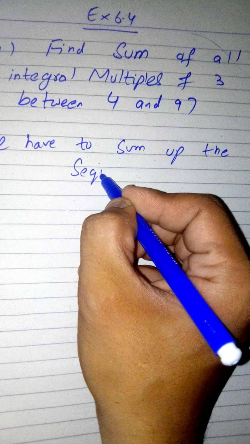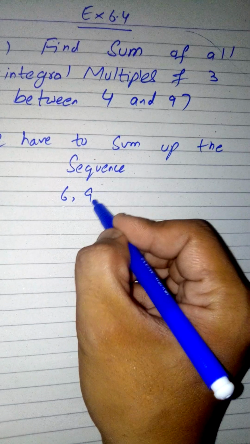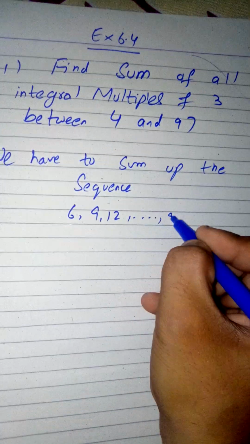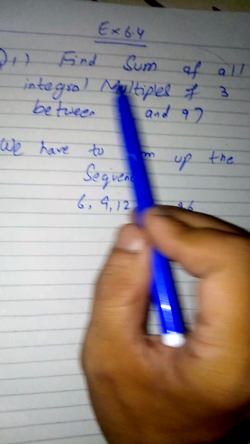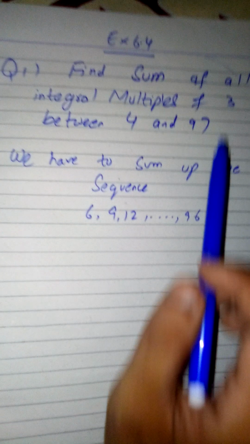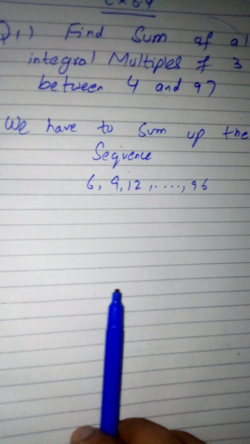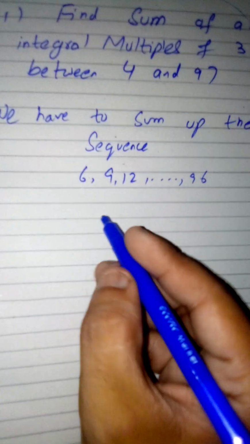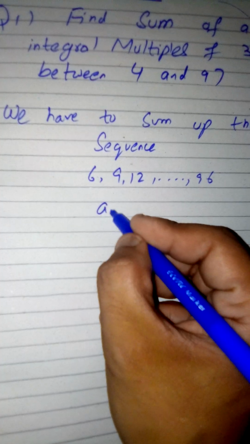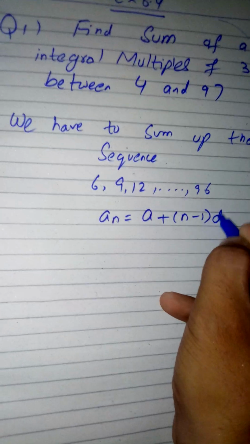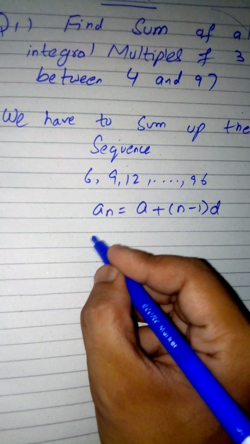But we know that by arithmetic progression, an equals a plus n minus 1 into d. What is the nth term, which is 96? a is the first term, which is 6, plus n minus 1 into d. We have to find out the value of n, and d is the second term minus the first term, which means 9 minus 6 equals 3. 6 is positive on the right hand side; when it goes to the left hand side, it must be negative.